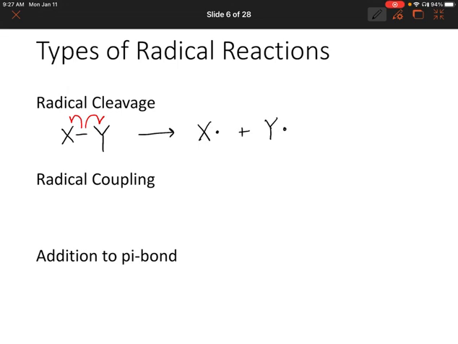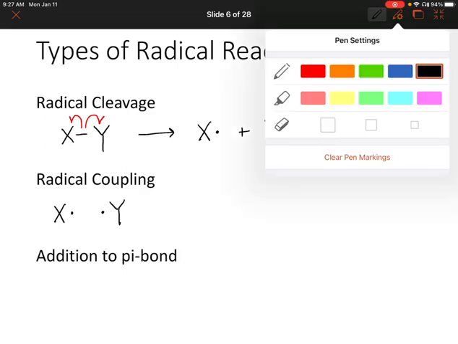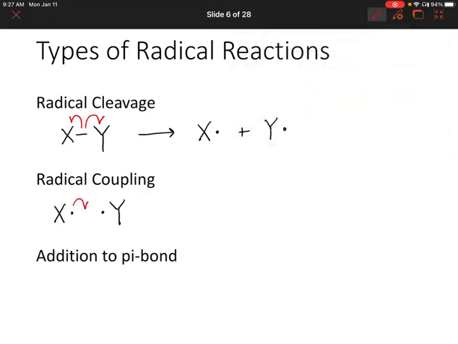Now the opposite of radical cleavage is called radical coupling. So you could have two radicals that team up to form a covalent bond. So radical cleavage and radical coupling are kind of the opposite of each other.